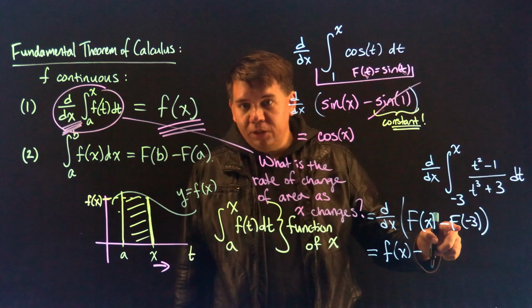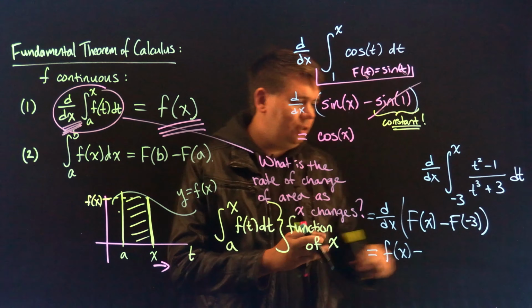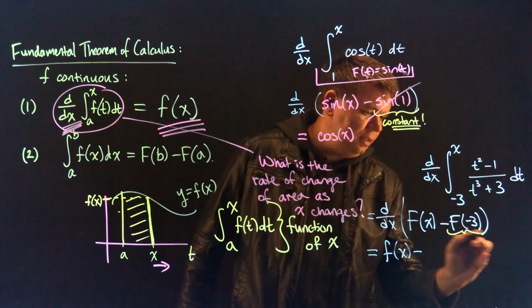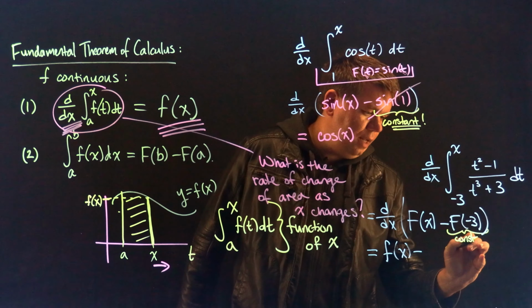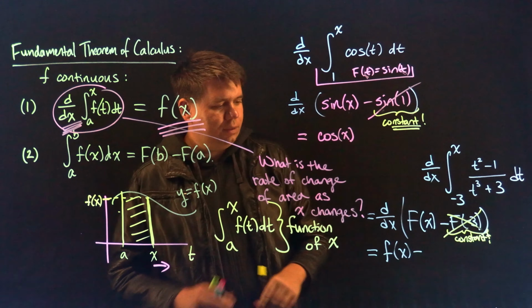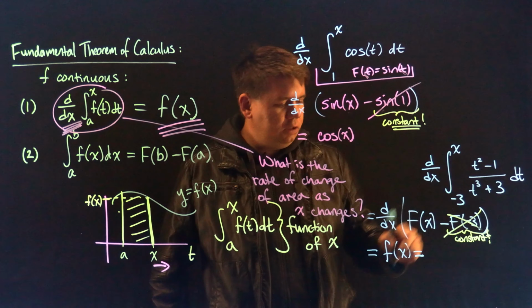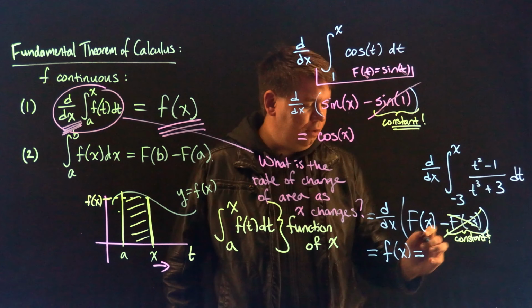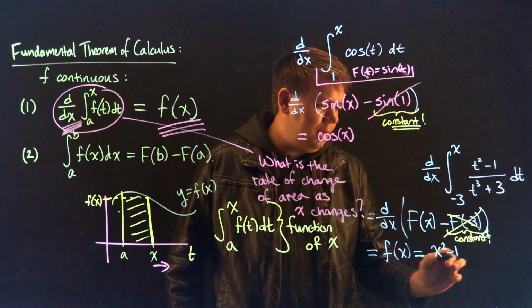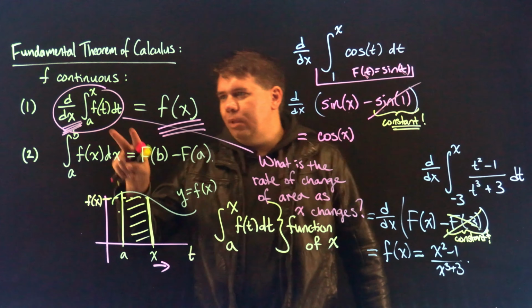Well, whatever this function is, when you plug -3 into it, it's just a number. So again, just like before, this piece here is just a constant. So when you take the derivative, it goes to 0. So you're left with just little f of x, which means you're just plugging x into your original function. It just comes out to be x squared minus 1 over x cubed plus 3. So that's what this is telling you.